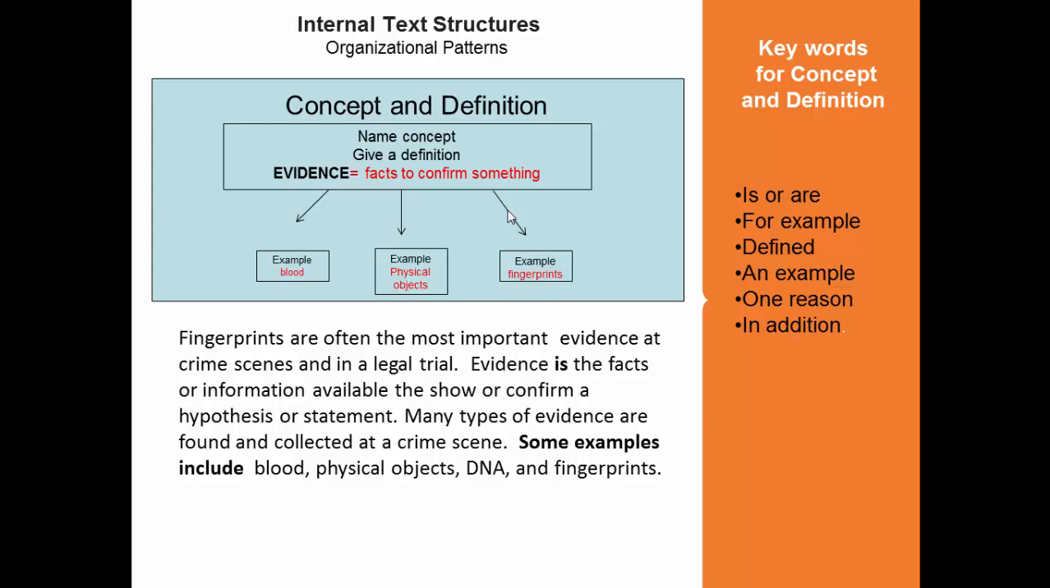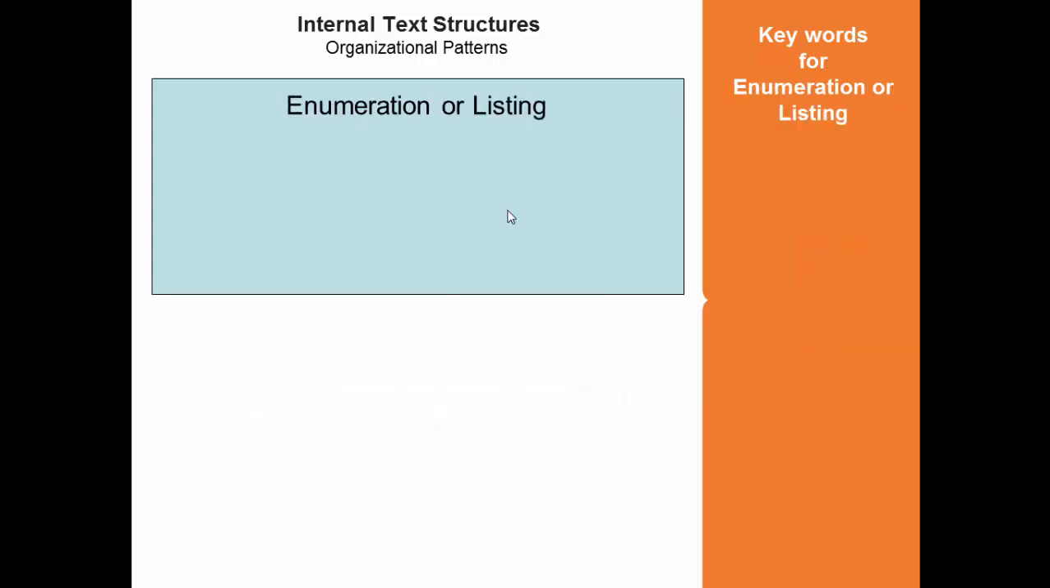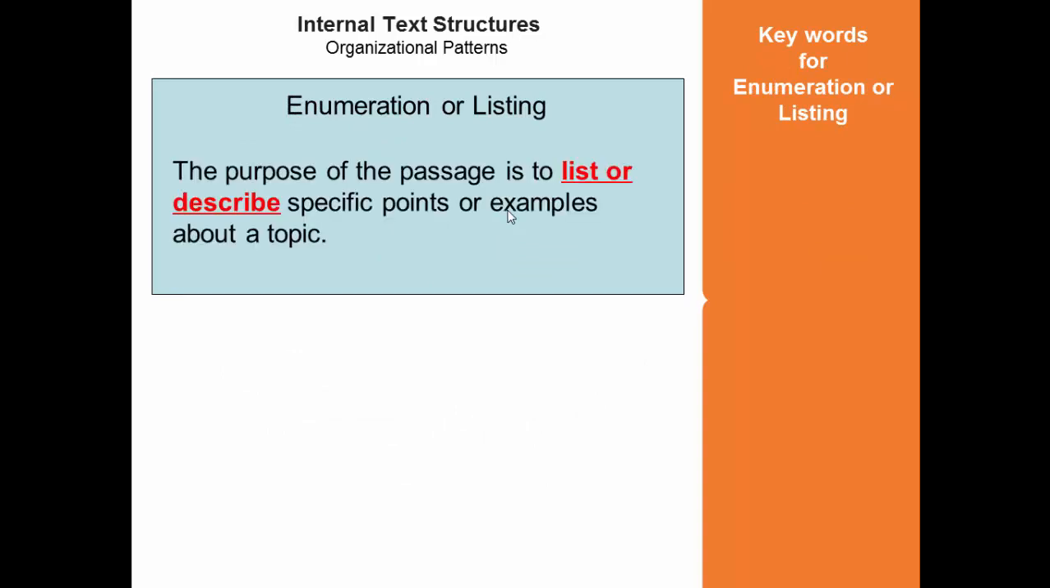When you read a paragraph and you see, oh, there's this abstract idea, I see a definition of it, and I see examples of it. That's going to be concept and definition. All right, we're going to do one more today, and then we'll do the last four next class. The third one is called enumeration and listing. The purpose of the passage is to list or describe specific points or examples about a topic. Go ahead and get that definition in there, list or describe. If you need to stop the video, please do so.